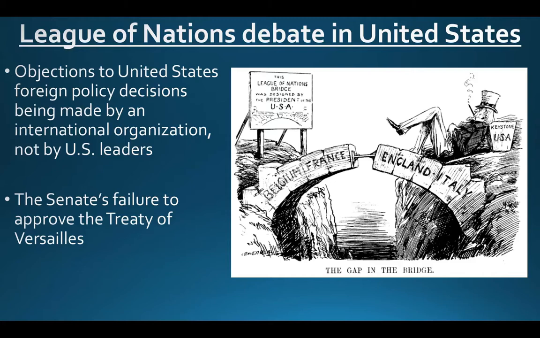You have all of these countries coming together to build this League of Nations bridge, which was actually designed, as we said, by the United States President Woodrow Wilson in his 14 points, but the United States, being the keystone to bring it all together, refused to join, and that's why the bridge is still missing the middle piece there.